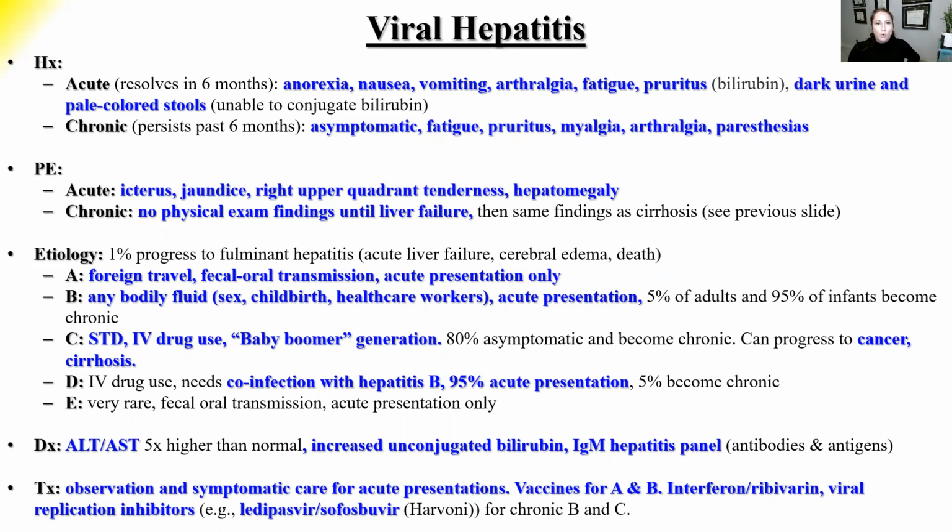Etiology for this: only 1% of viral hepatitis progresses to fulminant hepatitis, which is where they go into acute liver failure, cerebral edema, and death. So that's a very rare thing, fulminant hepatitis. So let's go through A, B, C, D, E. These are the different types of viral hepatitis. When you're looking for hints in the question, these are the most commonly tested ones.